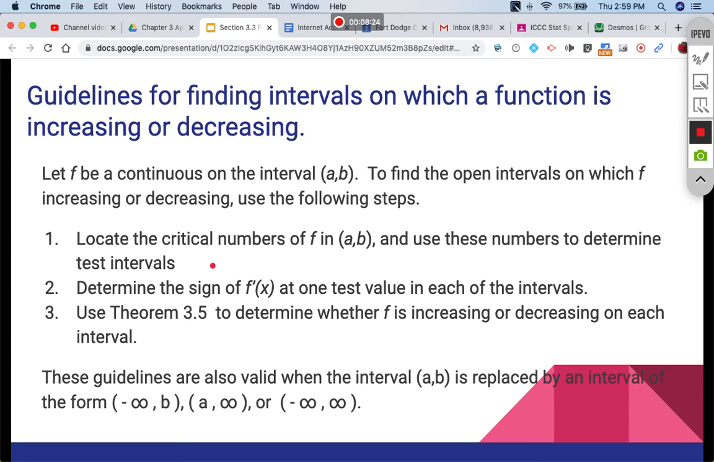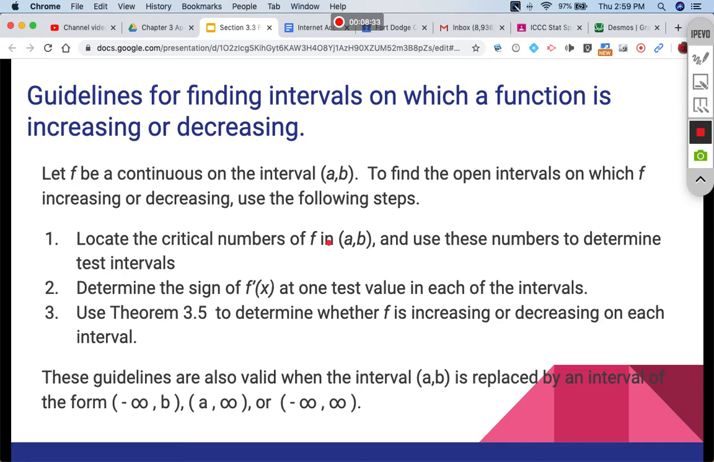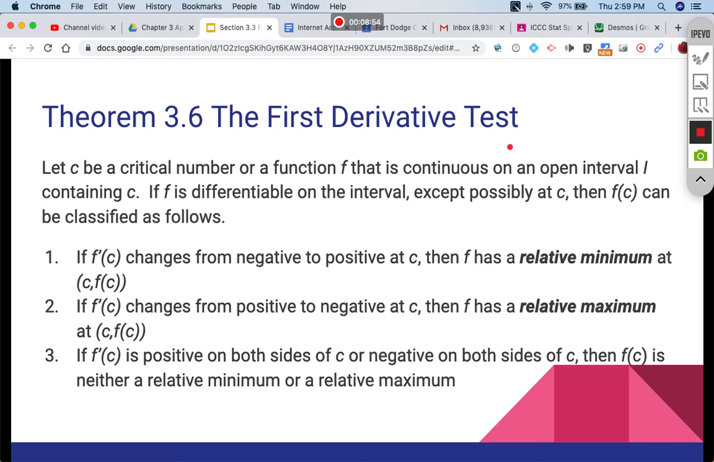We're then going to look at each of those intervals and find the first derivative and test. We just have to test one value. It doesn't matter. Just test one value in each interval and see is it positive or negative, because it's going to be the same for the whole interval if I found my critical numbers right. And then I look at my theorem to say, am I increasing or decreasing?